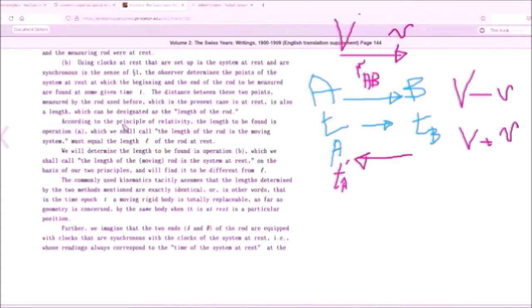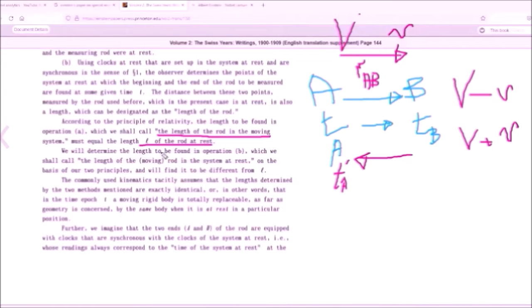The other observer is sitting on the fixed frame where the other clock is. According to the principle of relativity, the length found in operation A, which we shall call the length of the rod in the moving system, must equal the length L of the rod at rest, because you have two measurements now. One person is sitting on the rod and measuring as it goes, and one person is sitting on the fixed frame, the other frame that's not moving, and each one of them has a length, and these lengths have to be equal.